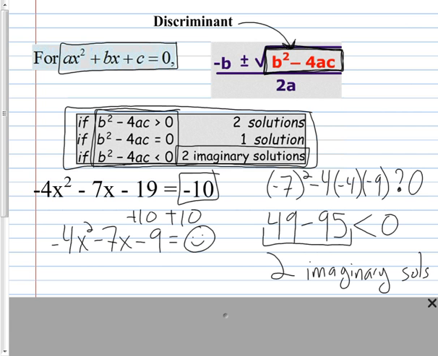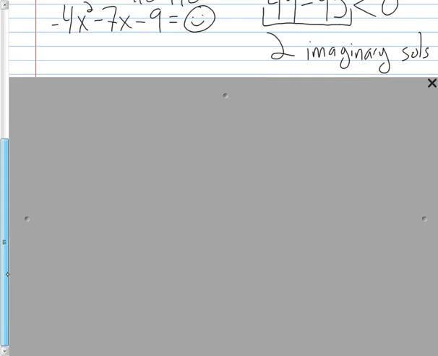All right, so that's all you do. You plug the a, b, and c into the discriminant, b squared minus 4ac, and you compare that to 0. That will tell you the number and type of solutions. It doesn't tell us what they are. It just tells us the number and the type.